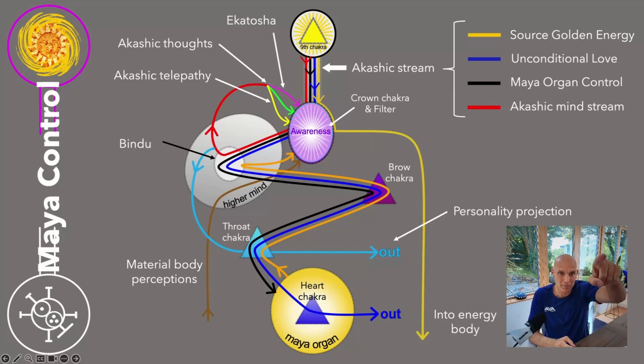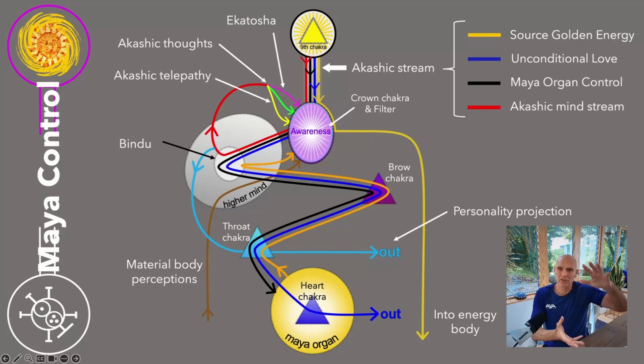So you can see the black line coming down from the 9th chakra, and then it goes past the awareness filter through the higher mind, which is the grey thing there, and then it goes through the brow chakra, through the throat chakra, and into the Mayer organ. Basically, it's coming down the Kundalini system. This is really a drawing of the Kundalini system, to be honest with you.